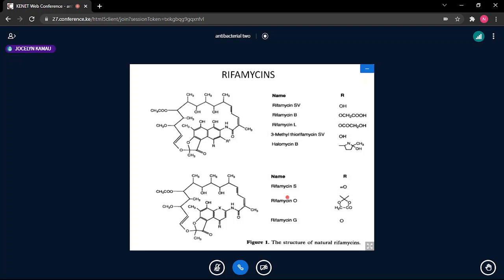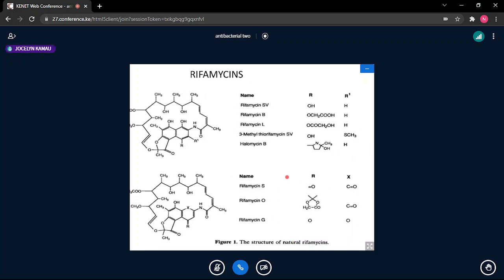So if you look at rifamycin S, then the R is a ketone. Sorry, yes, it's a ketone, an oxo group. Oh, I had covered one, sorry. So for rifamycin SV, R is a hydroxyl group, and that is a hydrogen. For rifamycin B, the same: the glycolic moiety, still a hydrogen. The others we did not deal with.